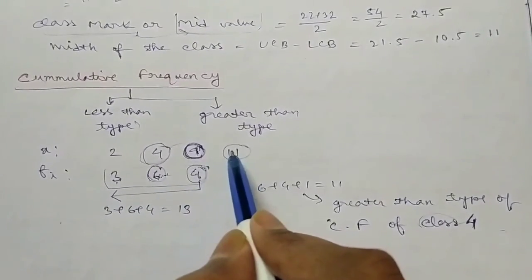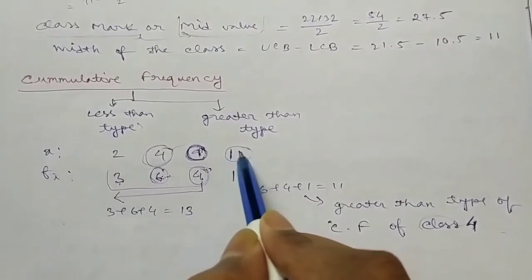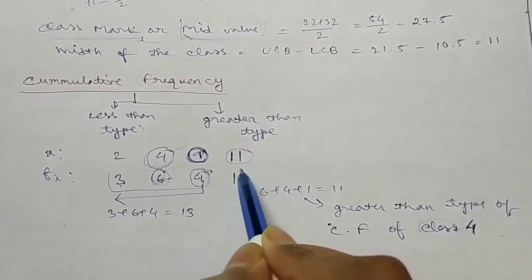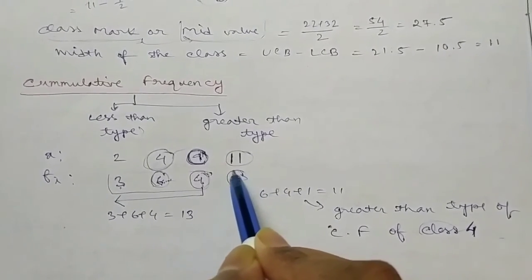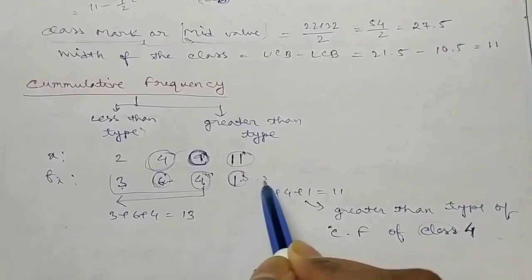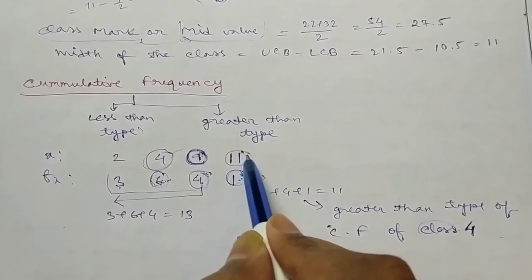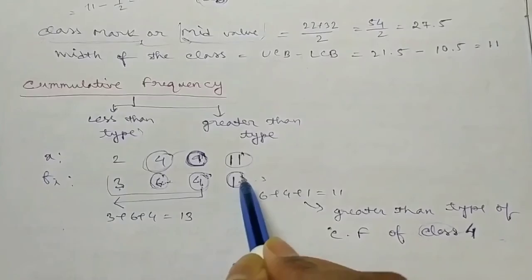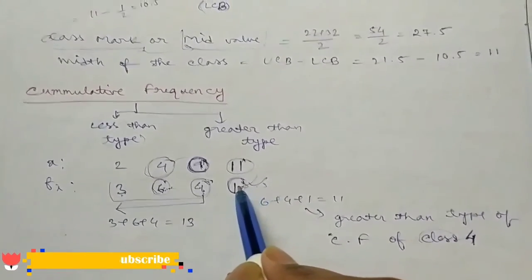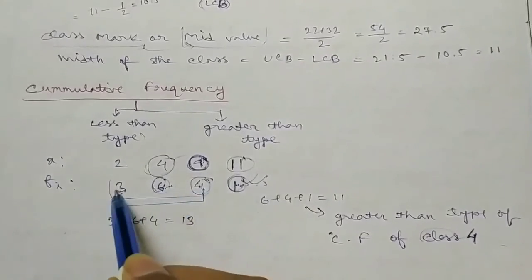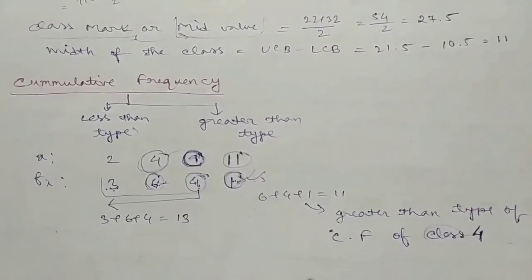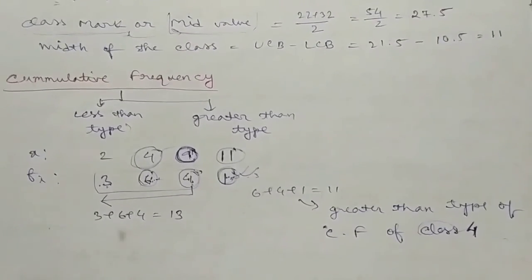So if we ask what is the greater than type cumulative frequency of class 11, there is only the frequency of that class, that is 1, and there are no other successive frequencies. So the greater than type of frequency will be its own frequency, that is 1. And if we say less than type, then it will be 1 plus 4 plus 6 plus 3. So this is as simple as that. I think it is clear to you.